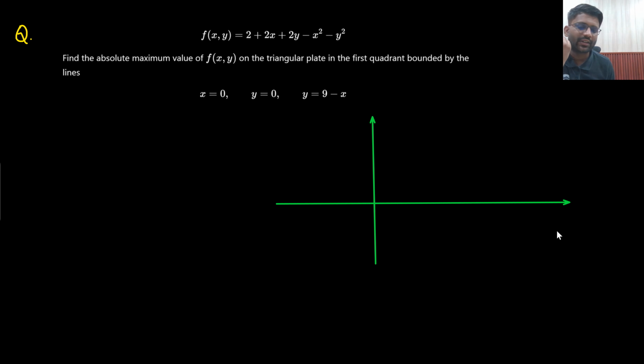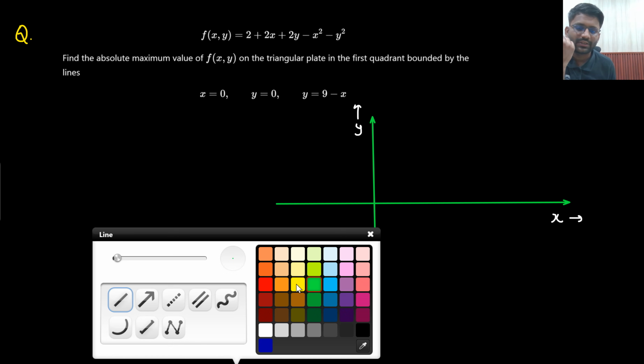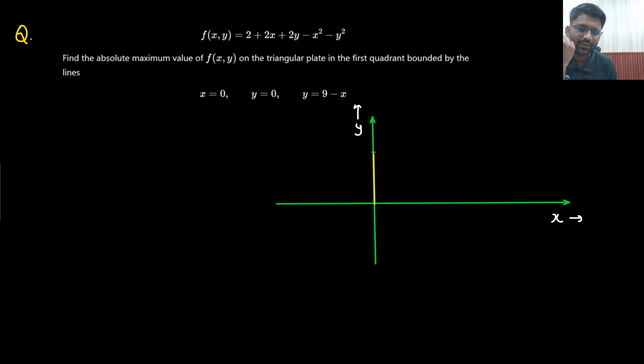What is x equals 0? That is the y-axis. So what is the equation of x equals 0? So the equation of x equals 0 is this. What is the equation of y equals 0? So this is the equation of y equals 0. It will proceed to x equals 0. And what is the equation of this? It can be written as x plus y equals 9. So x plus y equals 9 will be somewhat like this.